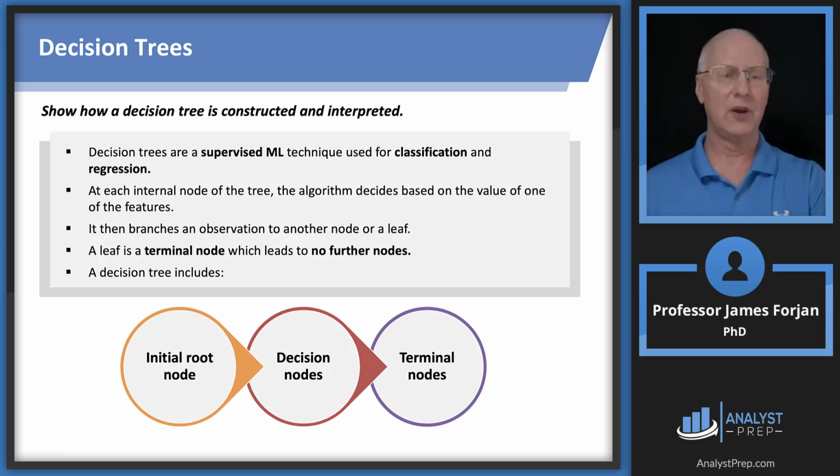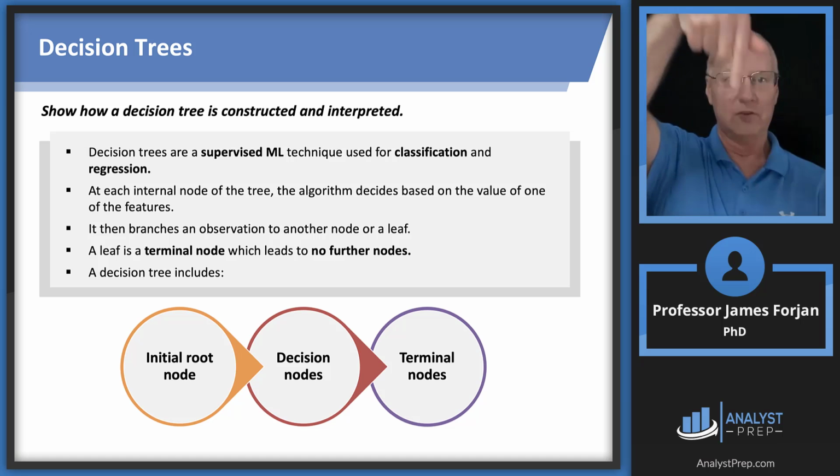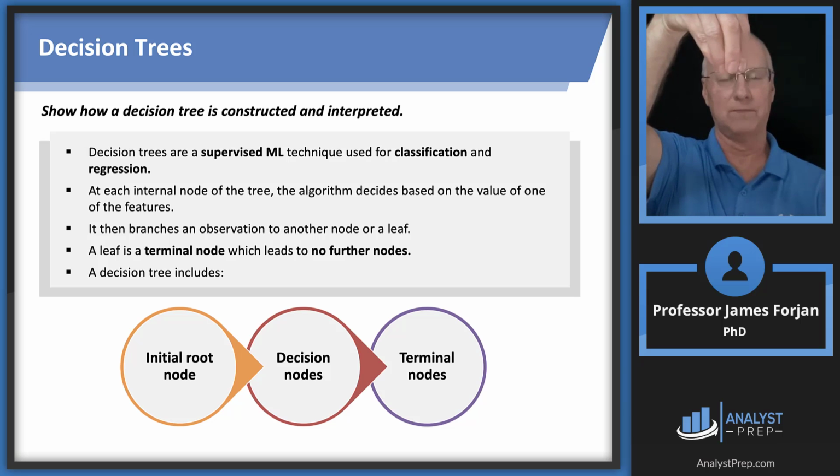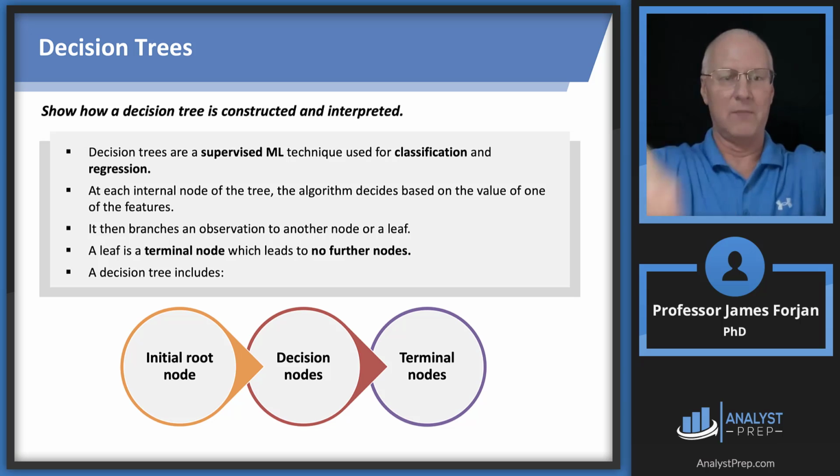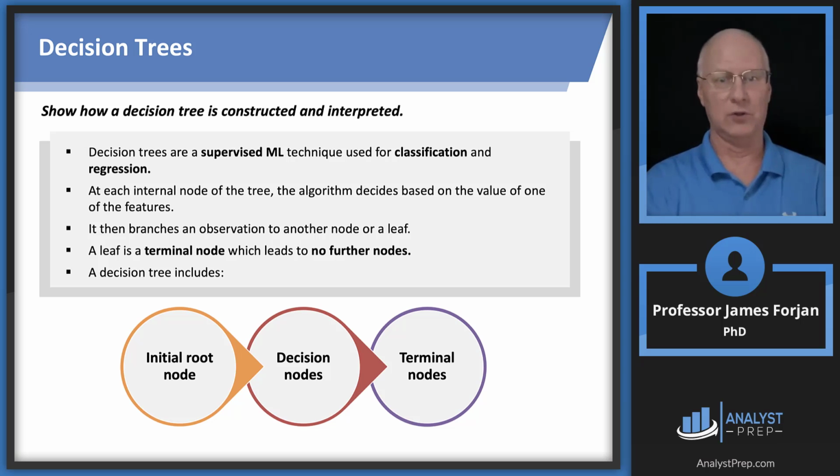So decision trees here in machine learning are similar. However, they don't go this way. They go this way. So we're going to start at the top, and we're going to ask a question. And then we're going to work our way down to the bottom, and there's going to be different nodes that lead us to some kind of a decision. So there's an initial root node, decision nodes, and then terminal nodes. After the terminal node or nodes, there's nothing else that follows.